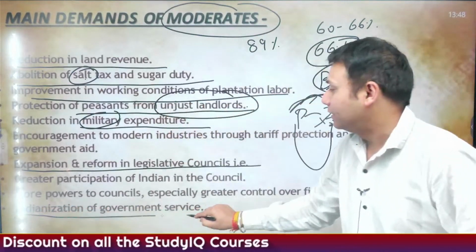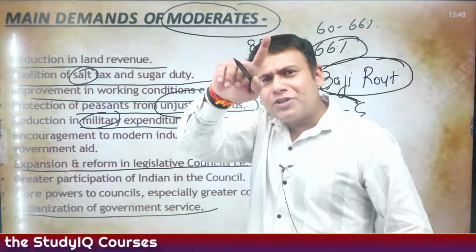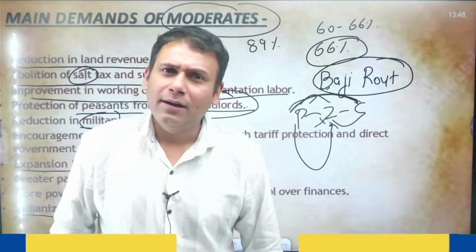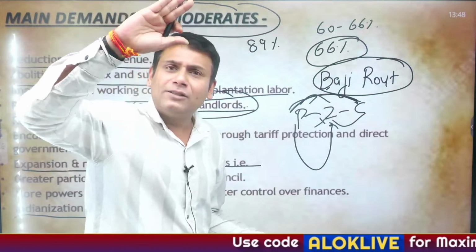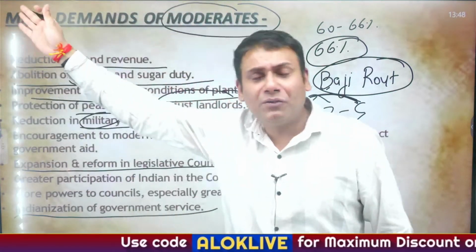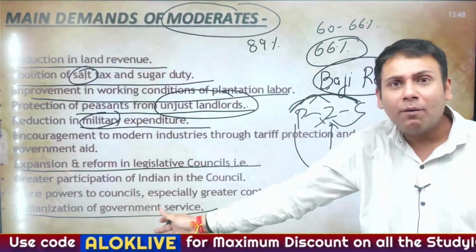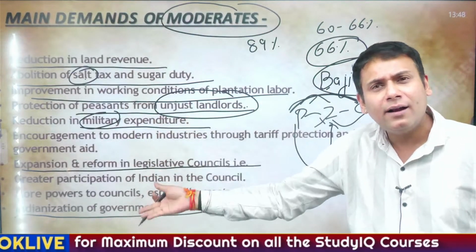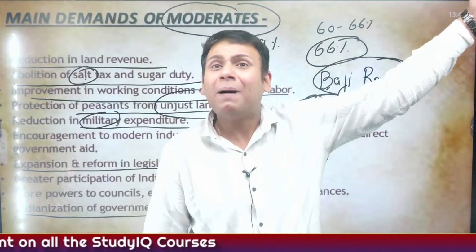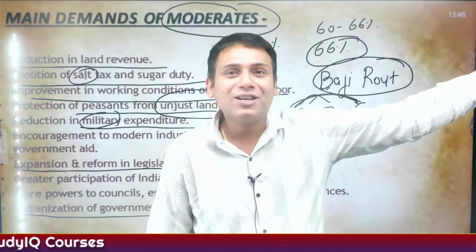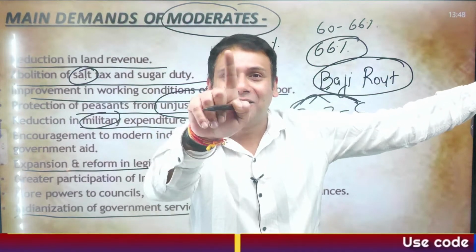Indianization of government service. The first question that will crop up in your mind is, sir, why Indianization of government service? Because Indianization of government service was done way back in 1833. Congress is now demanding this in 1885, 1888, 1890. So this had been done almost 55 to 60 years back. It was just on paper, not in will and spirit.